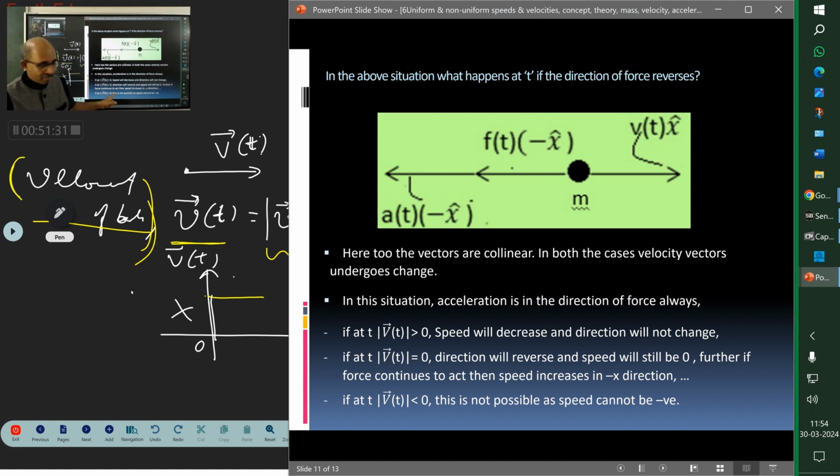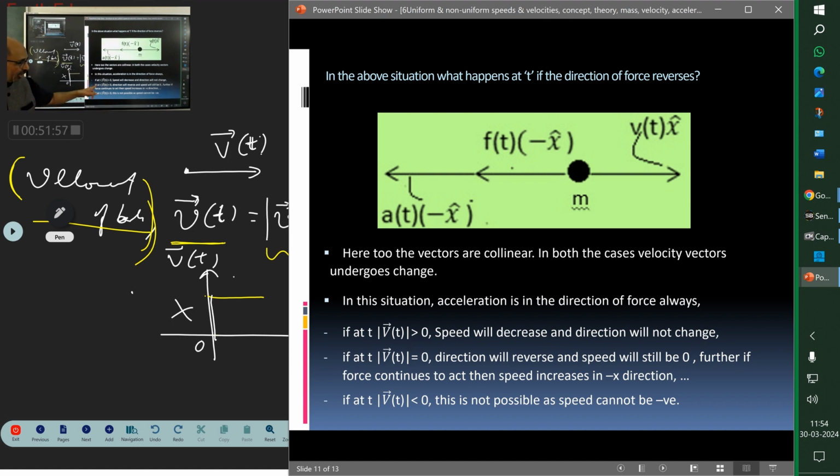So this means when you applied this force, the speed was there, the body had some speed, it was greater than 0 in that direction. Okay, at t, I applied force at t, the body was still moving, right? And therefore what happens at t, the speed starts decreasing.